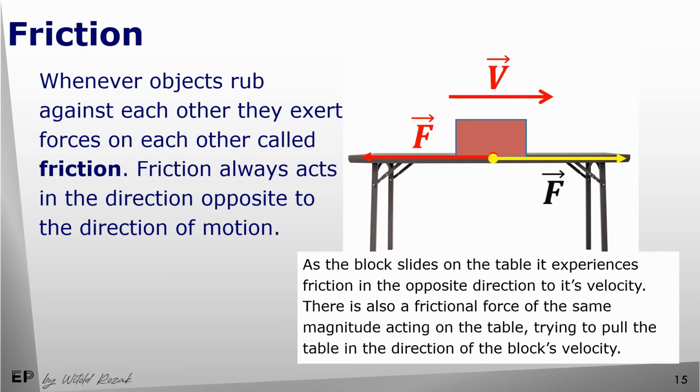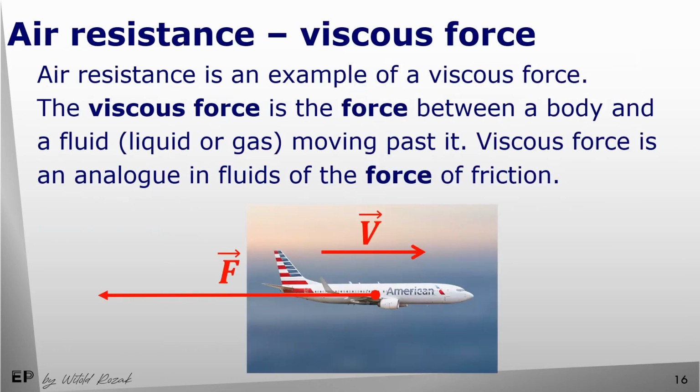Friction is a force that holds back the movement of sliding objects. Friction always acts in the direction opposite to the direction of motion, or if an object is pushed but does not move, friction acts in the opposite direction to the pushing force. Air resistance is another example of a frictional force. It acts on objects moving through air and is also always opposite to the velocity of the moving object.